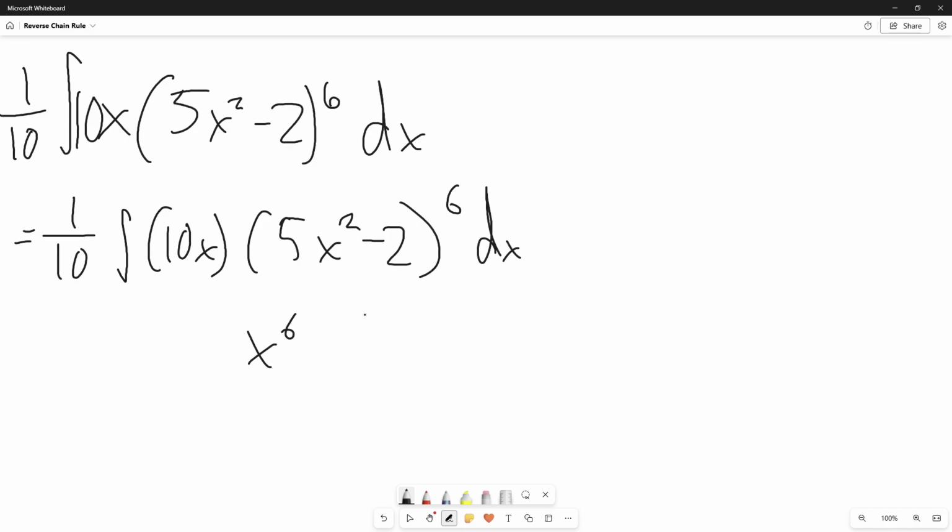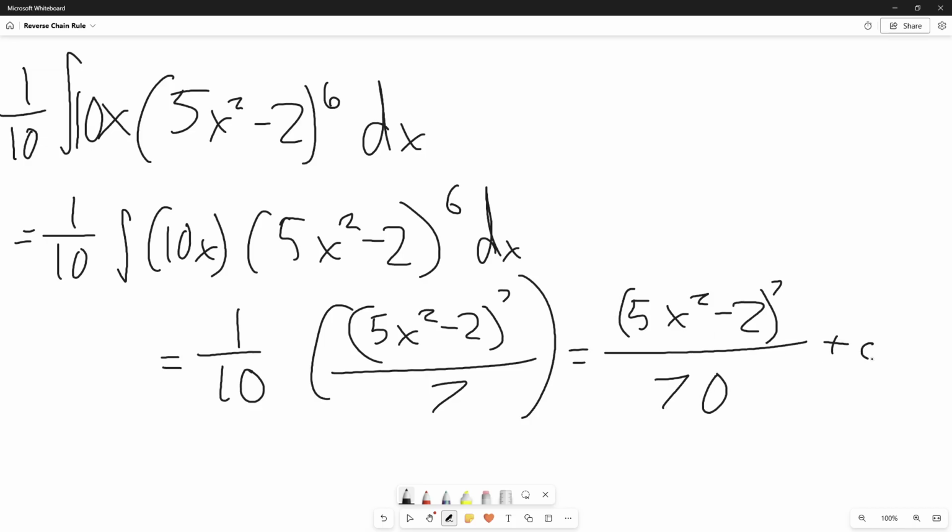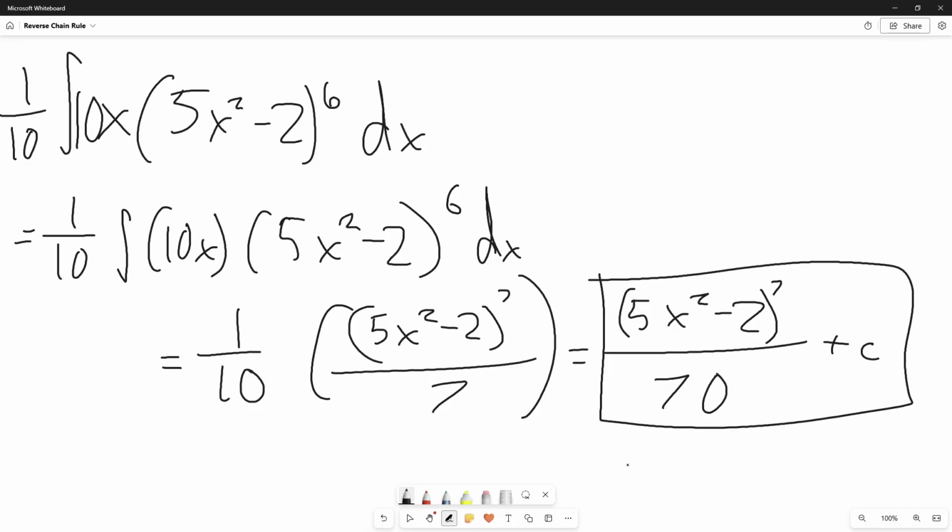To calculate the integral of that, you should already know the power rule, or if you don't, then just think about it in reverse. But anyways, it's going to be x to the 7th over 7. And we can replace the x with our g of x. So this is going to be equal to 1/10 times 5x squared minus 2 to the power of 7 over 7, or 5x squared minus 2 to the 7th over 70 plus c. And that's our final answer.